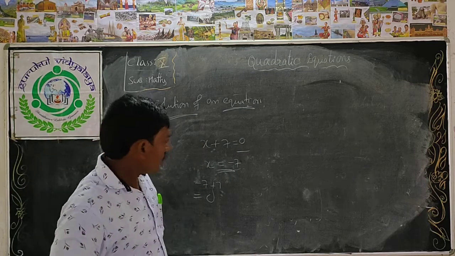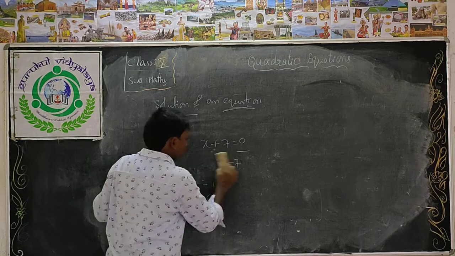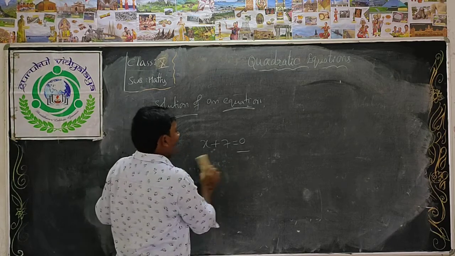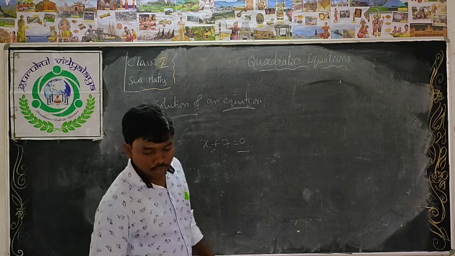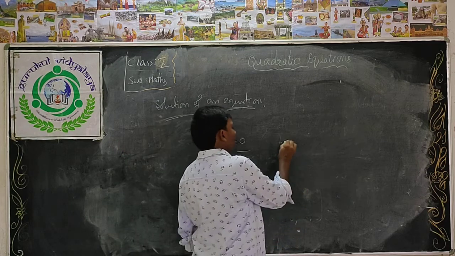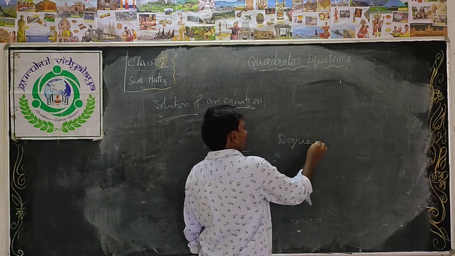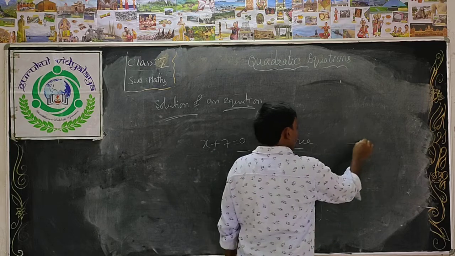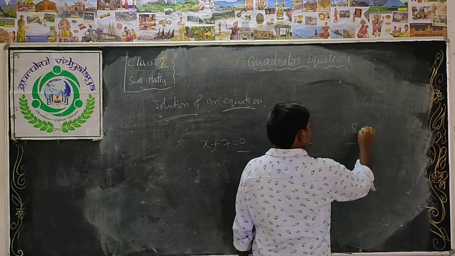Okay children, this is the linear equation. A linear equation has only one solution. The degree is 1, the number of solutions is also 1.